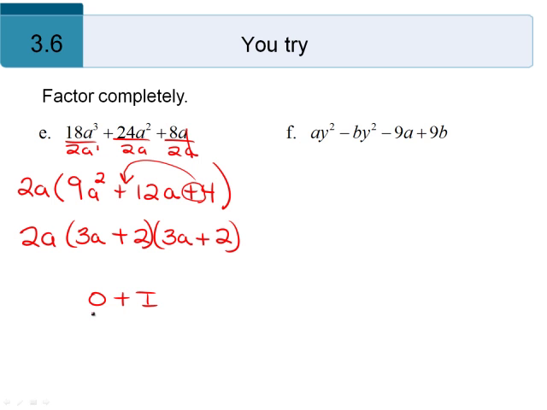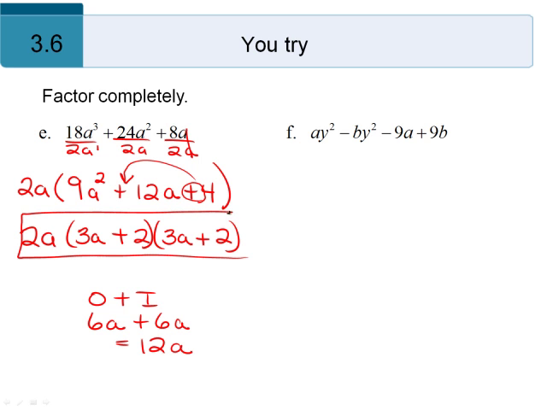3a times 2, make sure you multiply, is 6a. 2 times 3a is also 6a, and that gives you the 12a that you need in the middle. So all of that is your answer.